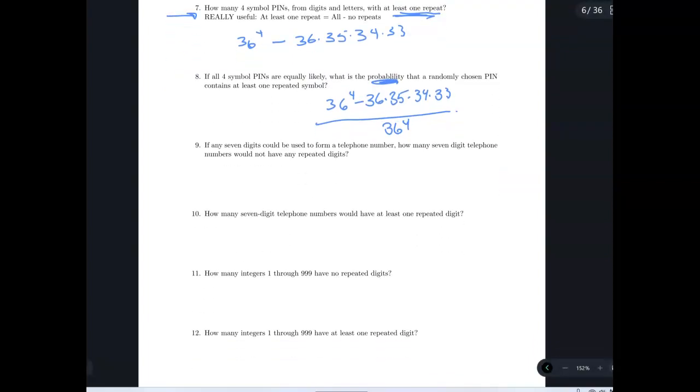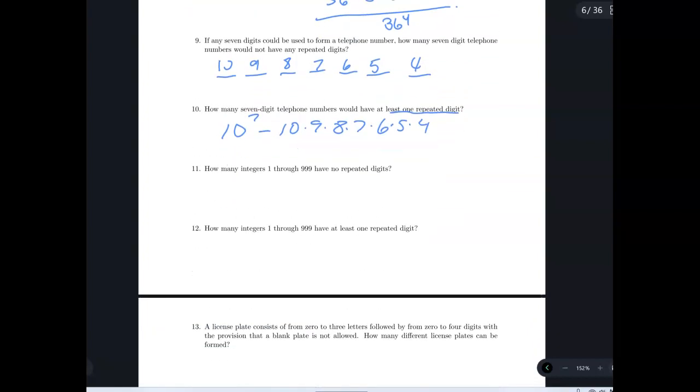All right, so we're going to make some telephone numbers here. So I need 7 digits. So 1, 2, 3, 4, 5, 6, 7. And it does not have any repeats. So we go from the 10, 9, 8, 7, 6, 5, and 4. Okay, at least one repeat. Okay, so that's going to be 10 to the 7th because that's all of it. Subtract off. There you go.